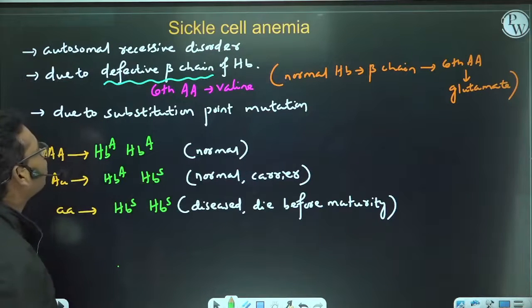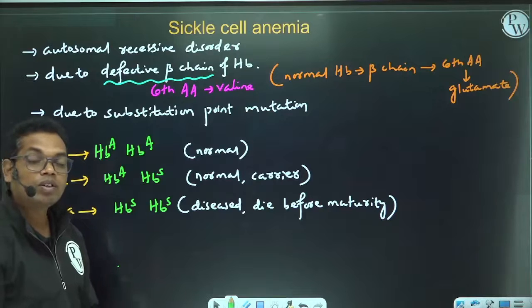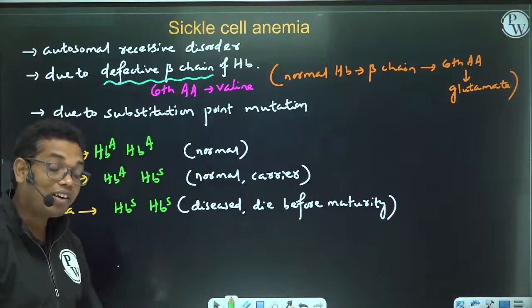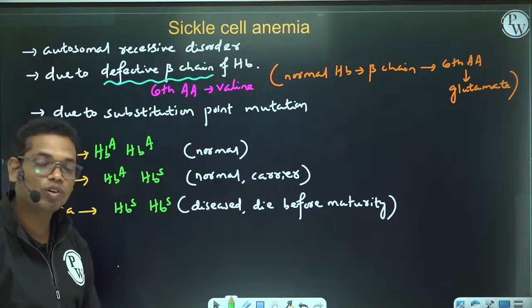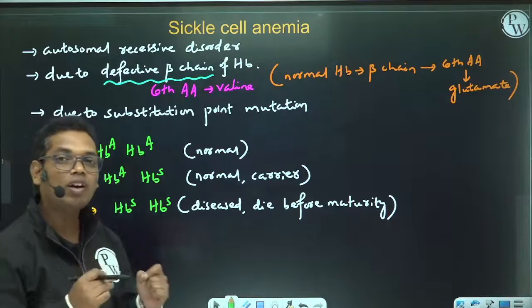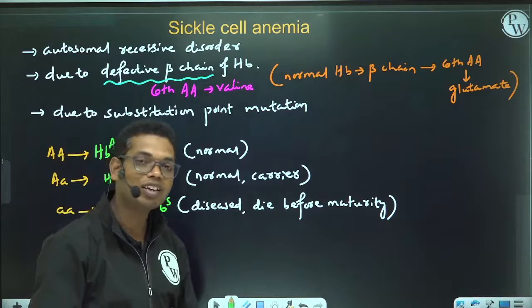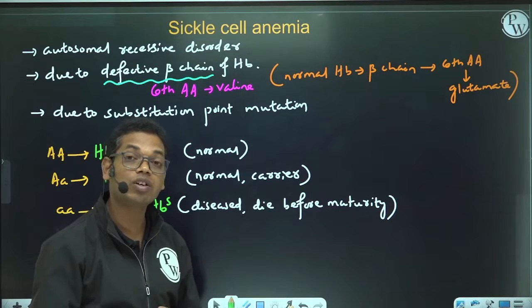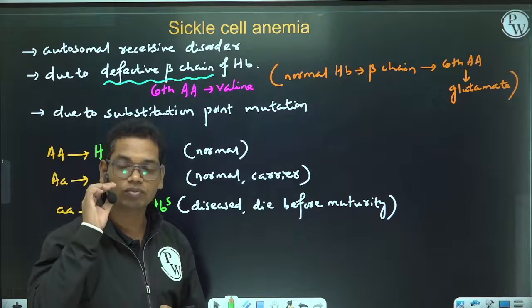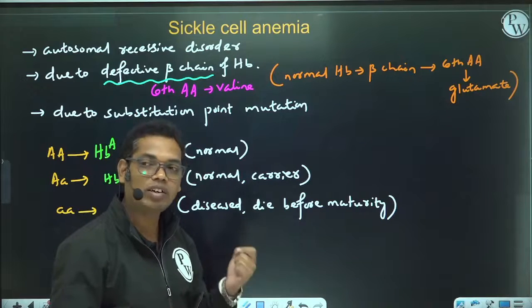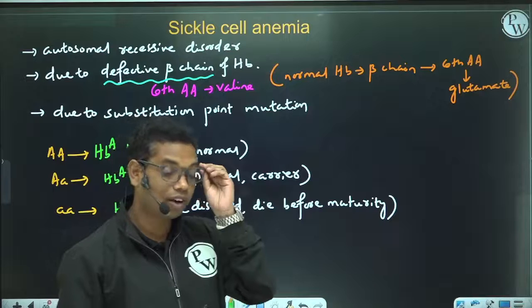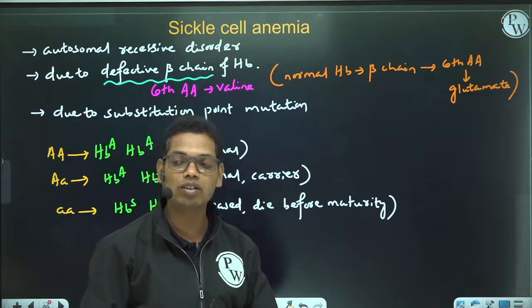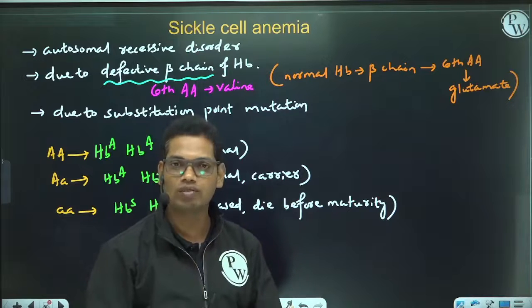Sorry, in case of sickle cell anemia, the structure of hemoglobin is affected. The quality of the hemoglobin is affected, and that is why we call sickle cell anemia a qualitative disorder. Whereas in case of thalassemia, the quantity of hemoglobin is affected, and that is quantitative inheritance. That is, sickle cell anemia is qualitative because the quality or the structure of hemoglobin is affected, whereas in case of thalassemia, the quantity of hemoglobin is affected.